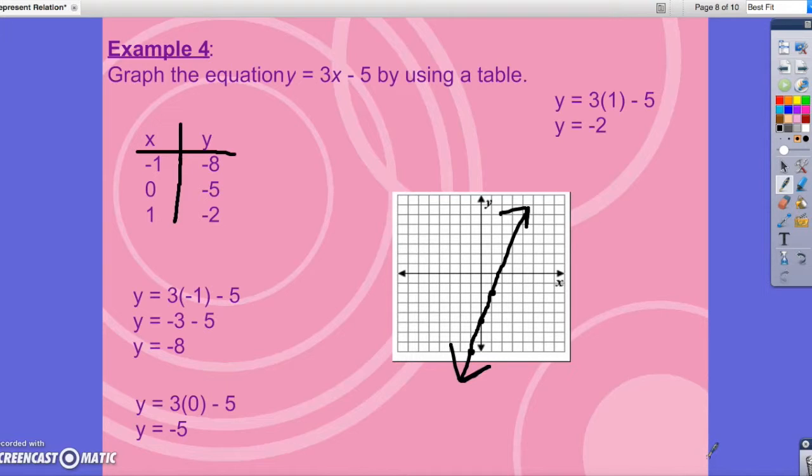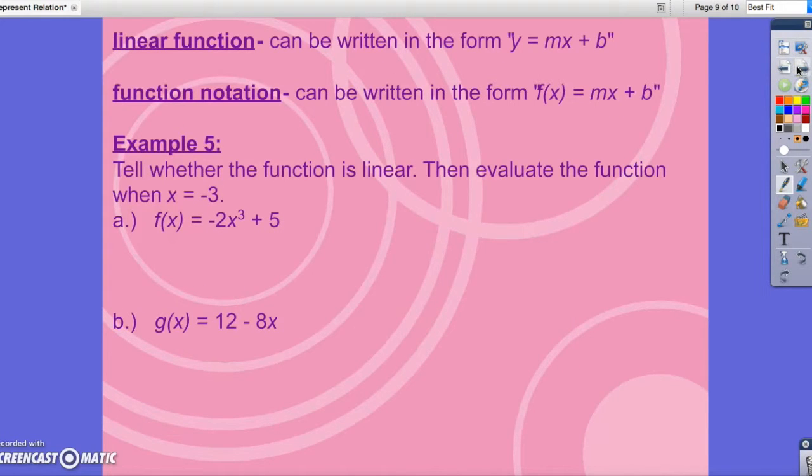So here's my graph. And now, like I said, a lot of times I will give you the x coordinates and then you plug in the y. But if you had to make a table, you have an idea now of how to do that. Okay. So next, moving on here. Last one, linear function in function notation.